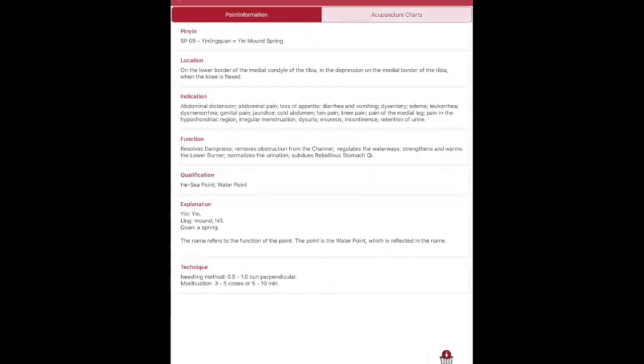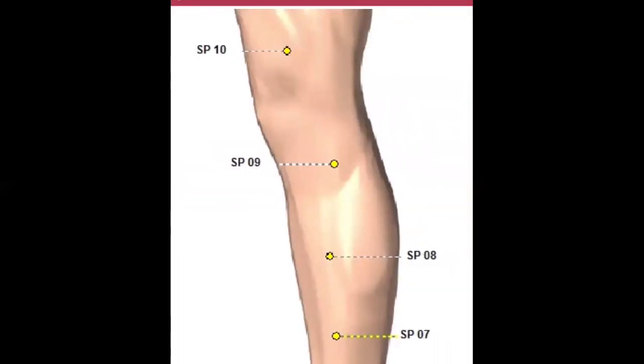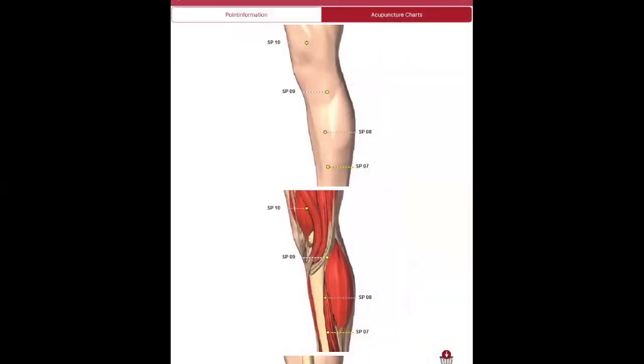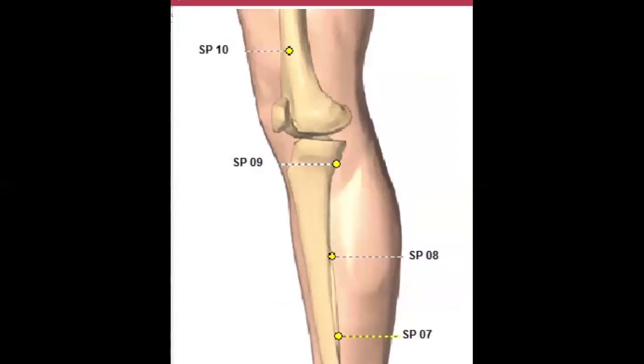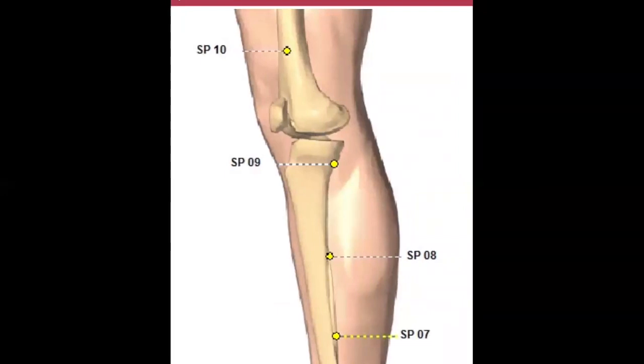In the same way, when we are going in the upper part of the same bone, that is spleen 9 point. We can see here in this image, the uppermost part is spleen 9. This is very good for the headache. Why? What is the relationship with the knee or head? Knee point can work on the headache, because this is the point on the uppermost part of the bone. So this point is one of the best points for headache.